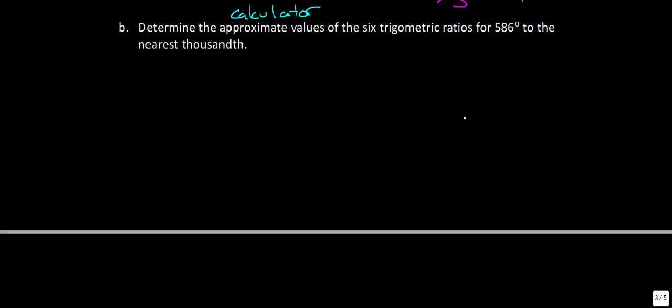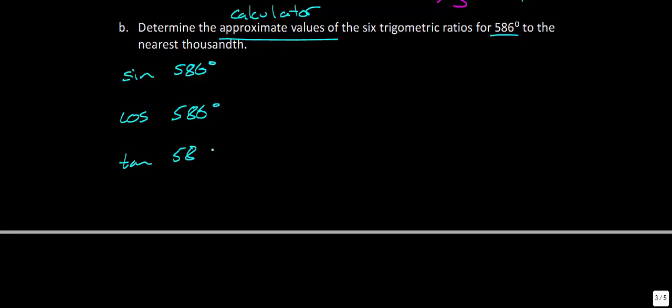So make sure that you note that. So those are my 2 little tips. So what we'll do here is let's just set this up. We're going to look for sine of 586 degrees. We'll look for cosine of 586 degrees. And then we have tangent of 586 degrees.